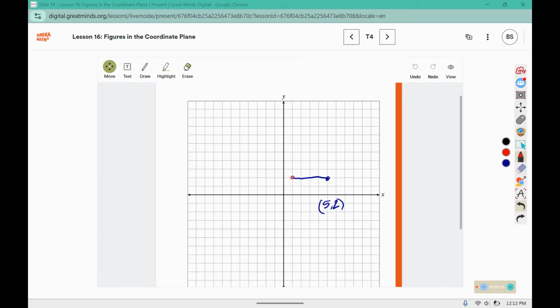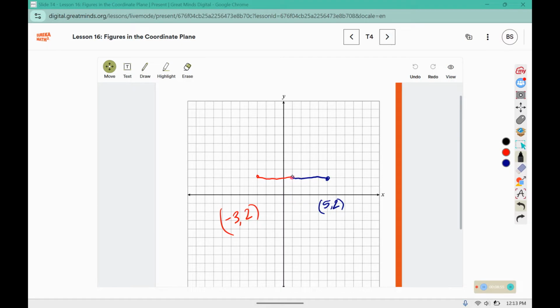But we could also go from this pink point to the left to make a horizontal line segment that has its sides of 4 units. 1, 2, 3, 4. That would give us the coordinates 1, 2, 3 to the left, and then up 2.